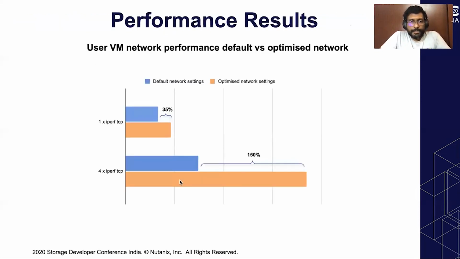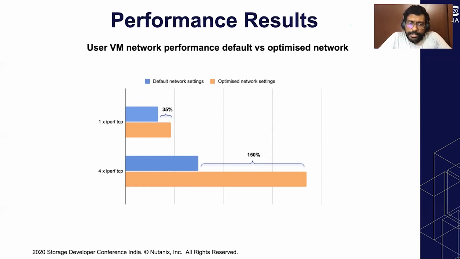So now let's move to the performance results. This particular chart is showing the VM network performance between the default and the optimized networks. There are two charts here. One is showing a single Iperf instance, and the second one is showing 4 Iperf instances across 4 nodes. The single Iperf instance is showing a 35% improvement with the optimized network settings. This is basically showing the gains from avoiding the CPU bottleneck at the vHostNet.